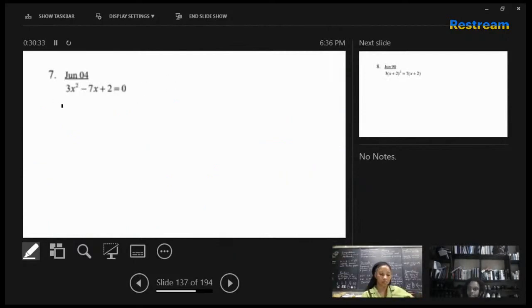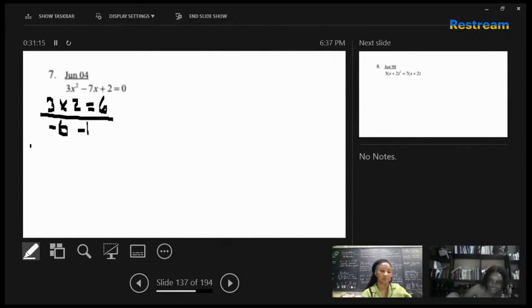Okay, next. Number 7. 3x squared minus 7x plus 2 equals 0. So they gave us the equation, and we're going to multiply the 3 and the 2. It's going to give us 6. So two factors of 6 that add to give -7 are -6 and -1. I was about to be so stressed because I thought I'd have to do that again.